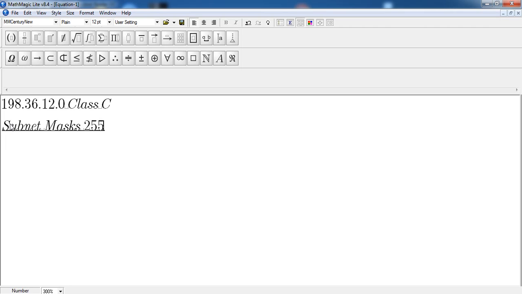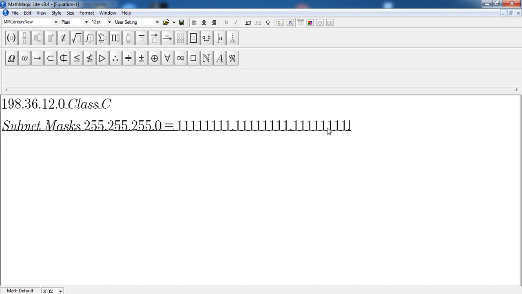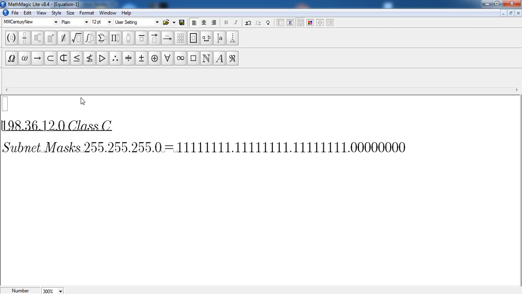So in decimal, that would be 255.255.255.0. In binary, that would be three sets of ones and one set of 8 zeros. Three sets of 8 ones, or three octets, and a set of zeros. So this would be our subnet mask. So this would be our step 1.